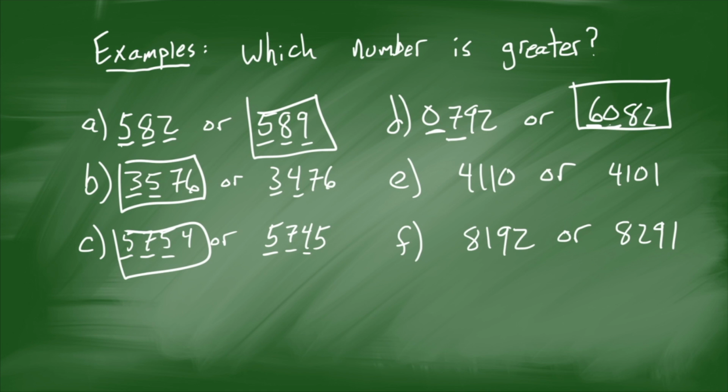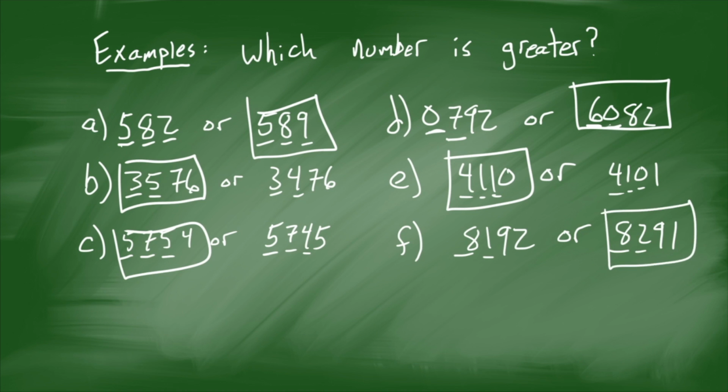E, 4,110 or 4,101. 4,000, 4,000. 100, 100. 10, 0. 10 is greater than 0. Last one. F, 8,192 or 8,291. Following the order again, we have 8,000, 8,000. 100, 200. 200 is greater than 100.